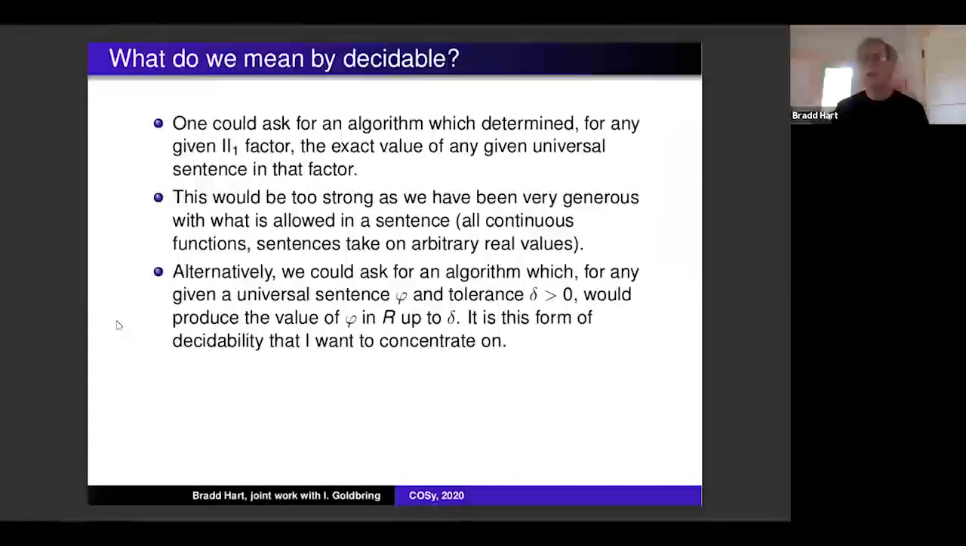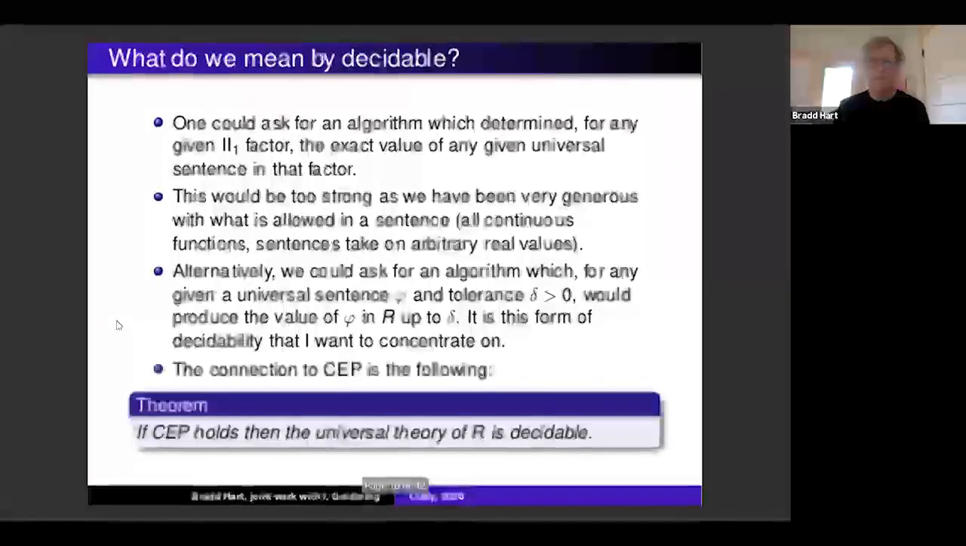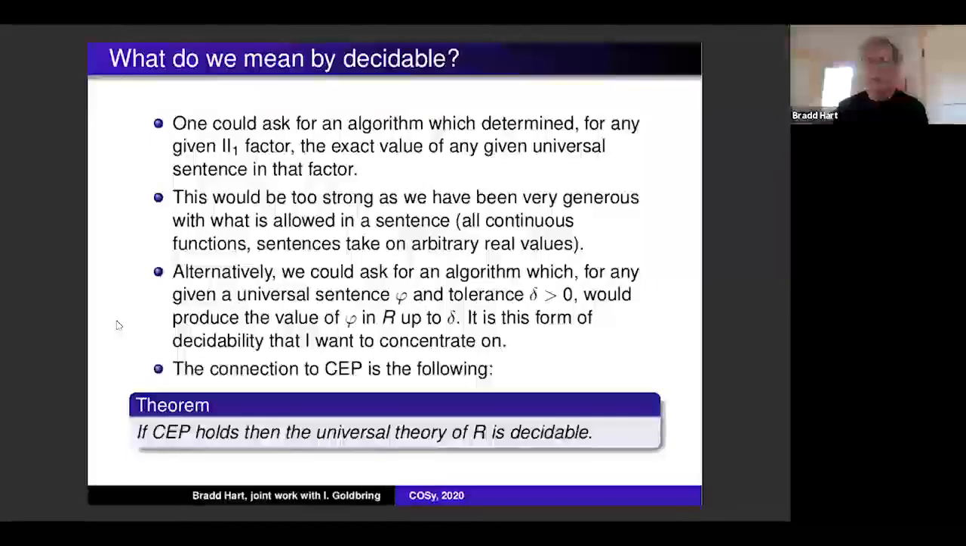But of course, if you knew the values up to delta of every universal sentence of the kind that I just described, then you would know the value of all universal sentences in R exactly. Of course, you'd have to know all the approximations. All right. Okay, and so now comes the connection that I want to exploit. The connection to CEP.